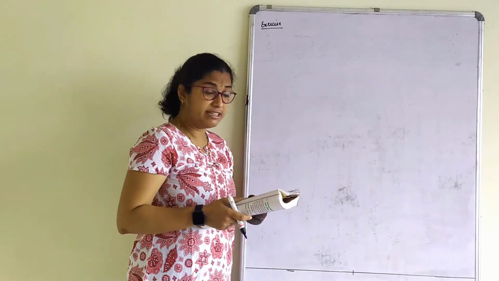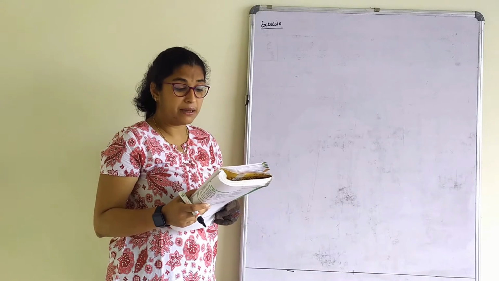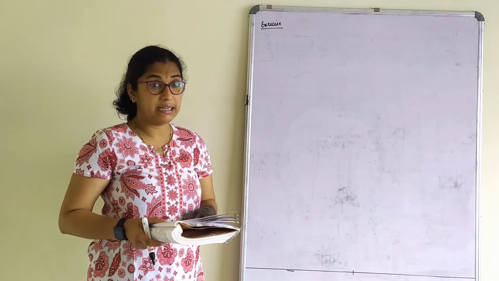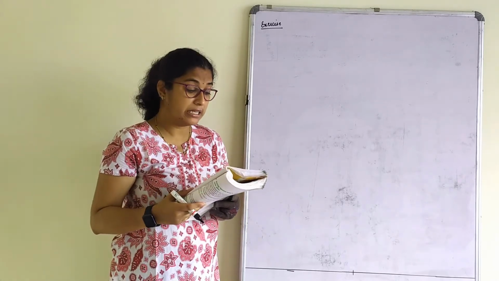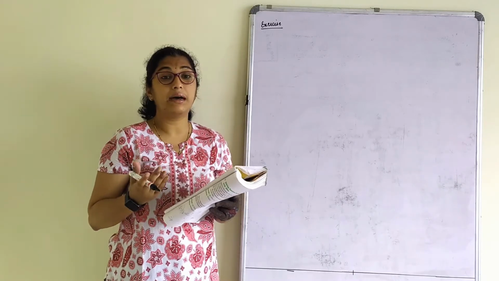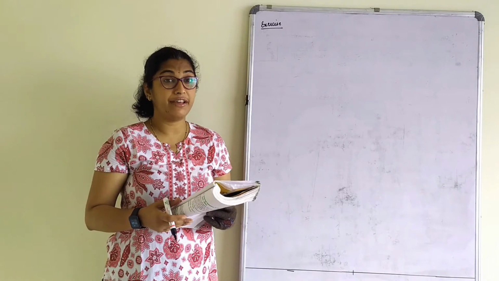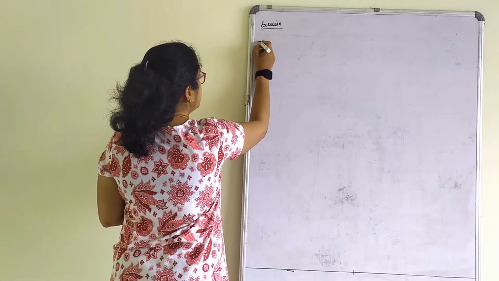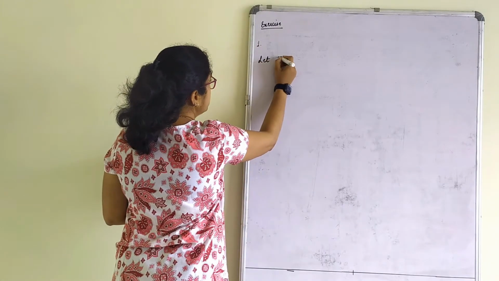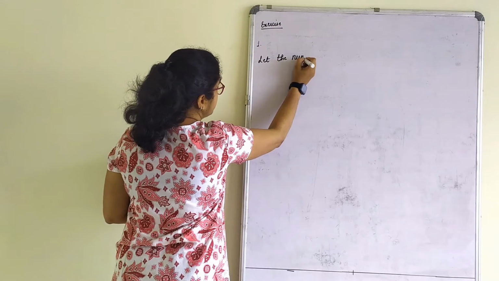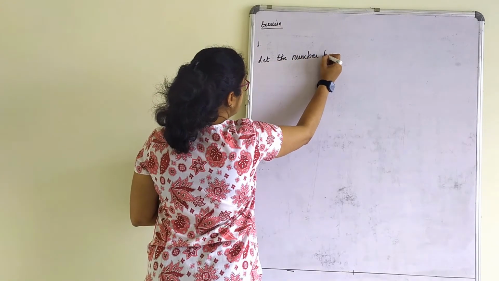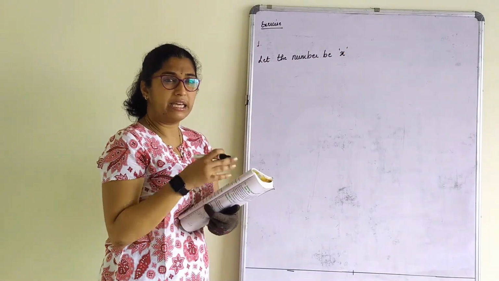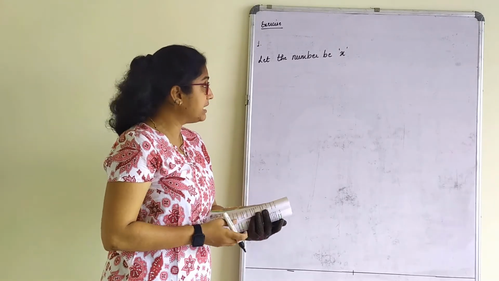First one, I will just read out the question. If you subtract half from a number and multiply the result by 1 by 2, you get 1 by 8. What is the number? Now again, we'll read it part by part. If you subtract half from a number, what number? We are not aware of the number, right? So let the number be x. Any variable you can choose, it's up to you, y, z, anything. Let the number be x.